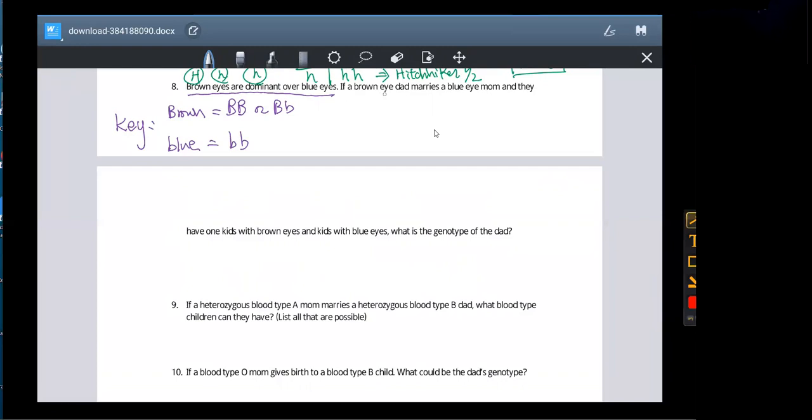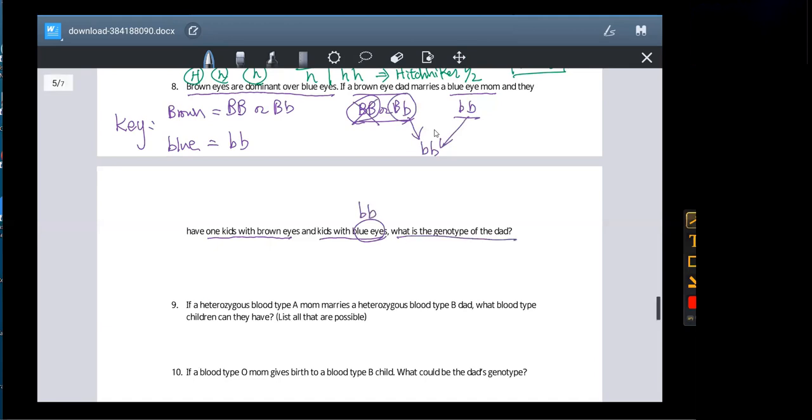If a brown eye dad marries a blue eye mom, hey, blue eye mom can only be little b, little b. What about brown eye dad? Well, he can be big B, big B or big B, little b. Let's keep reading. And they have one kid with brown eye and a kid with blue eye. So how can these two individuals have kids with blue eye? Can big B, big B create a little b kid, which is blue eye? No, which means dad can only be big B, little b. That's how he's going to give rise to a kid with blue eyes.